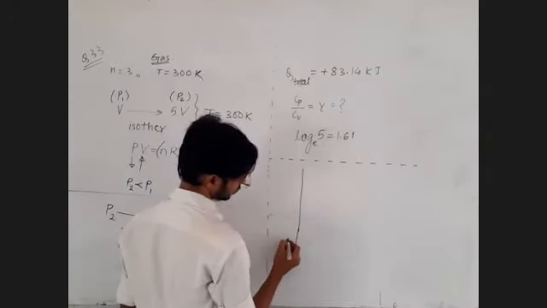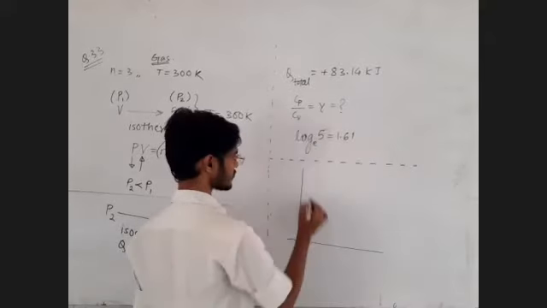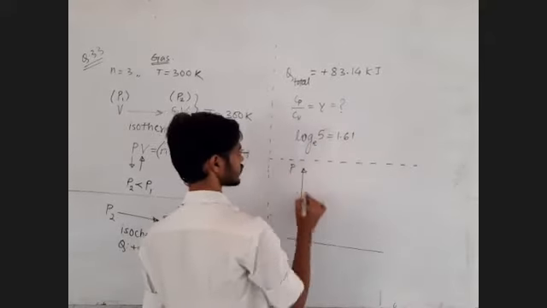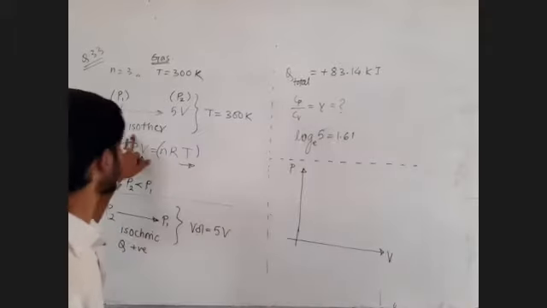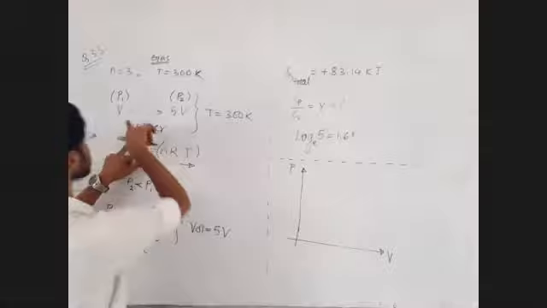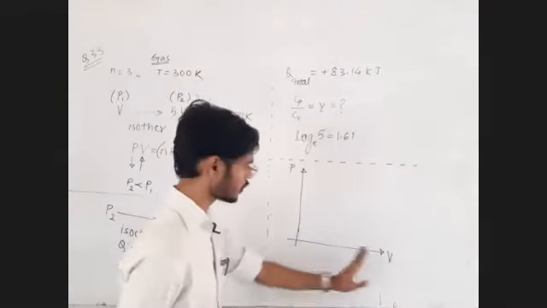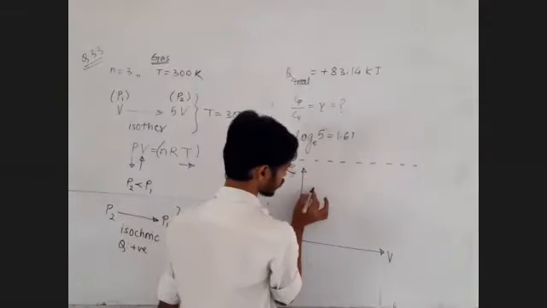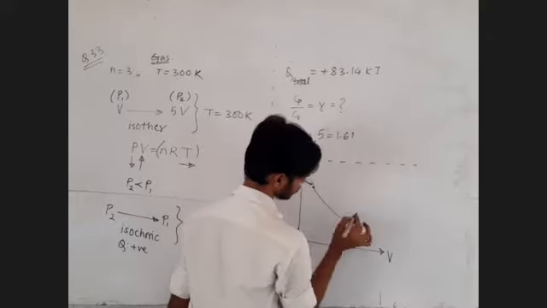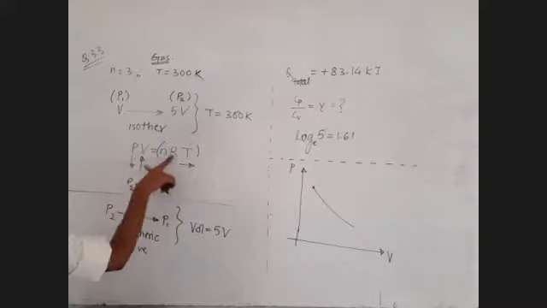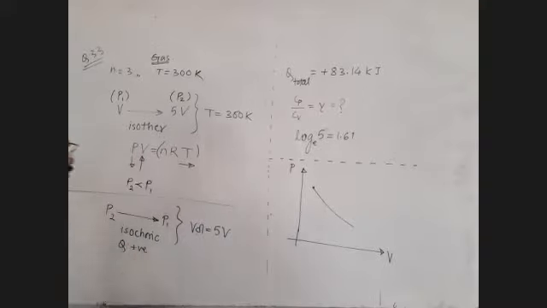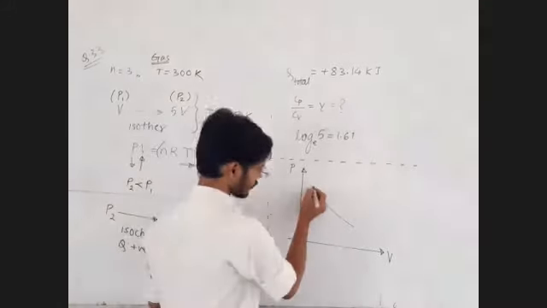The graph of the system can be drawn something like this. This is the pressure. This is the volume. Initially the process is isothermal process. This is isothermal expansion. So volume is increasing. Isothermal process graph is always like this. Pressure is inversely proportional to volume, or pressure into volume is equal to constant. This is isothermal expansion.